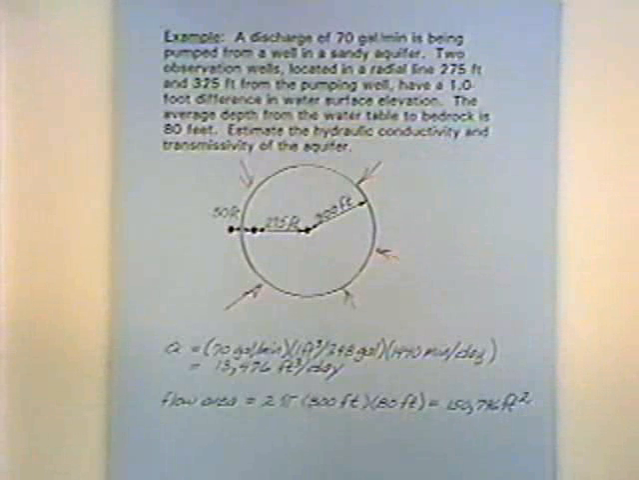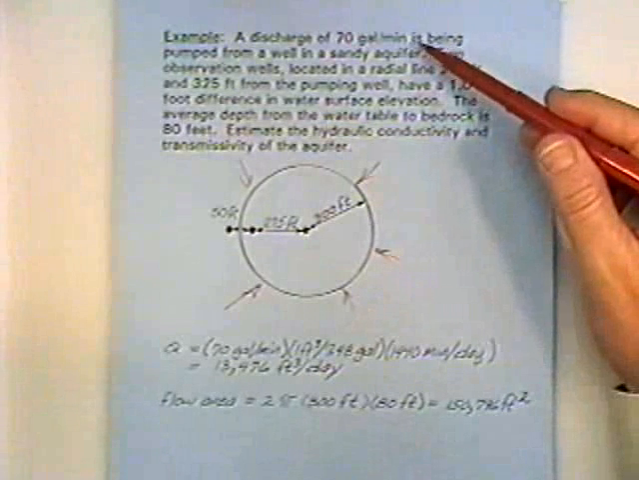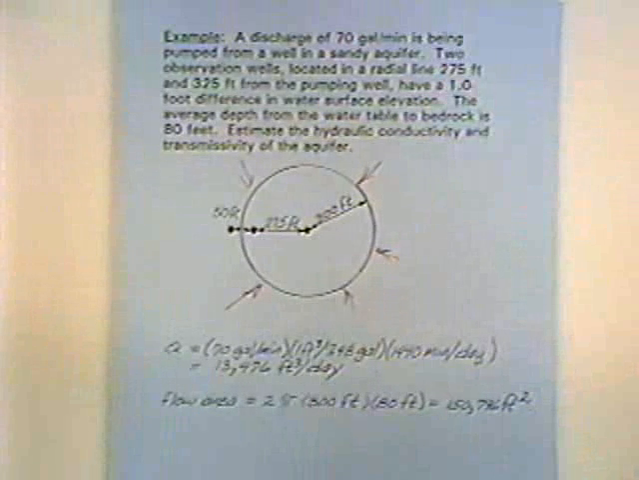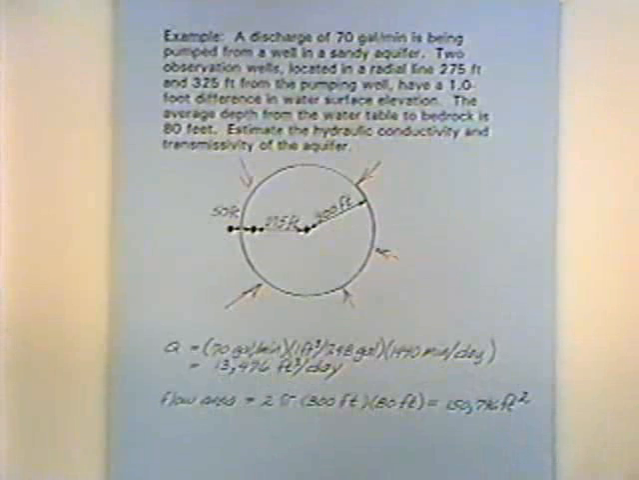Let's see, the flow rate is given, it's in gallons per minute. We need to convert units to cubic feet per day, so we'll have consistent units when we combine everything. So 70 gallons per minute, and going through these conversion factors will convert that to 13,476 cubic feet per day.